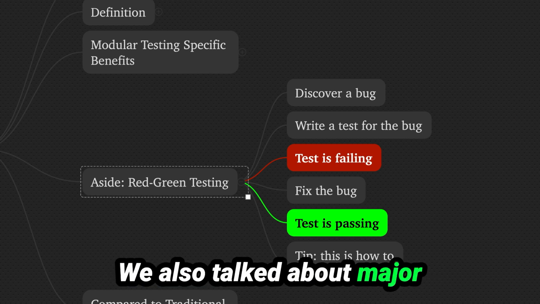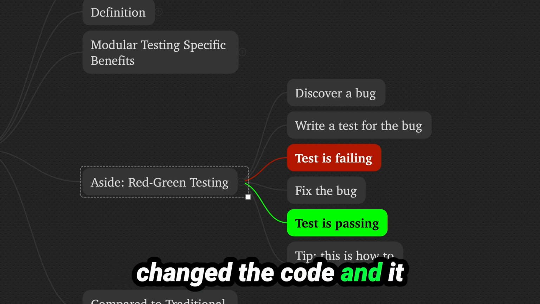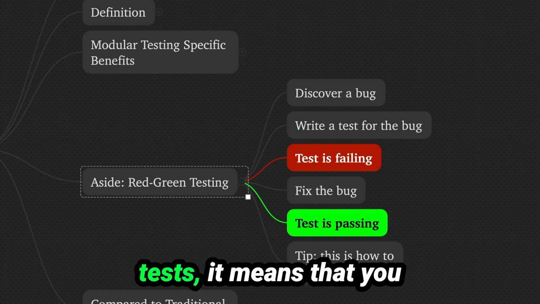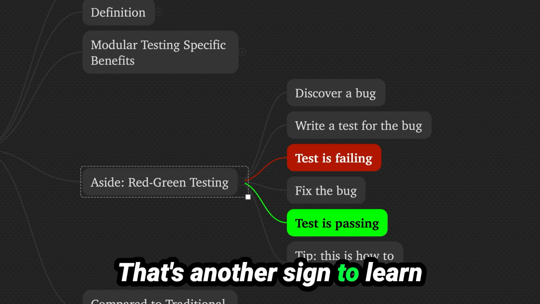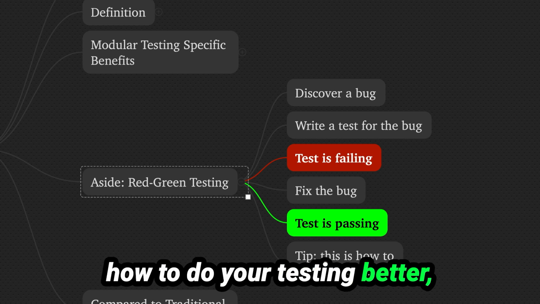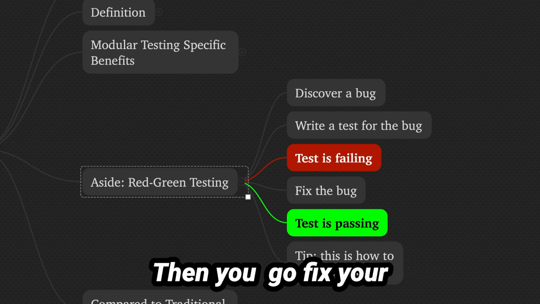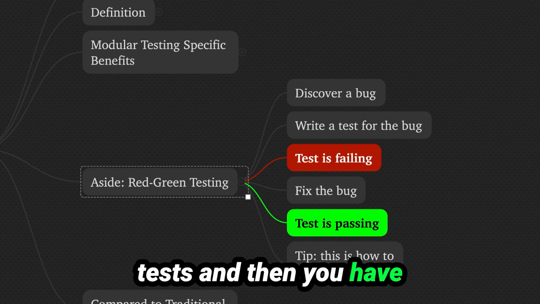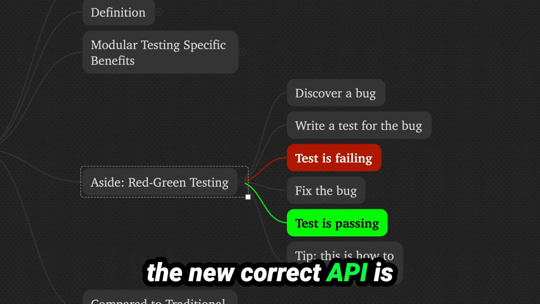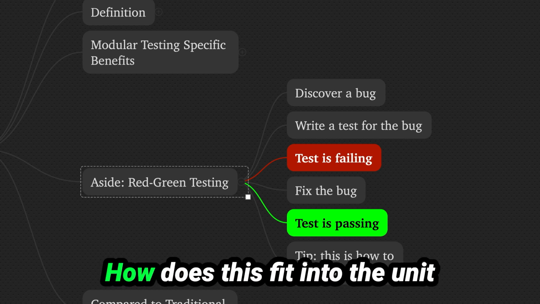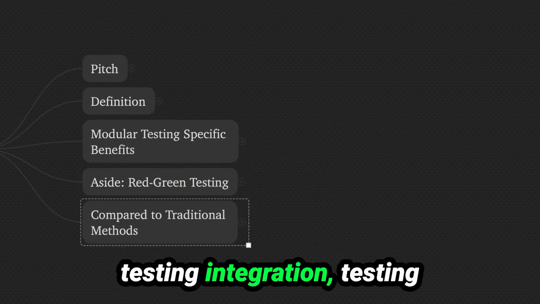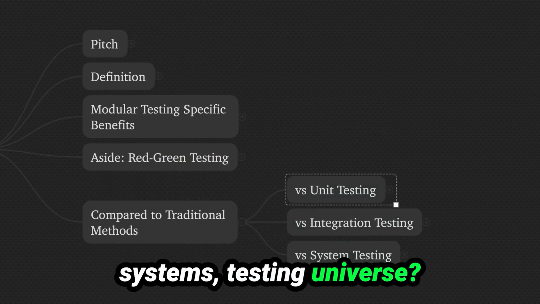We also talked about major changes because you change the code and it should break your tests. If it doesn't break your tests, it means that you have inadequate testing. That's another sign to learn how to do your testing better, but it should break your code. Then you go fix your tests, and then you have a clear statement of what the new correct API is for this new version. How does this fit into the unit testing, integration testing, systems testing universe?